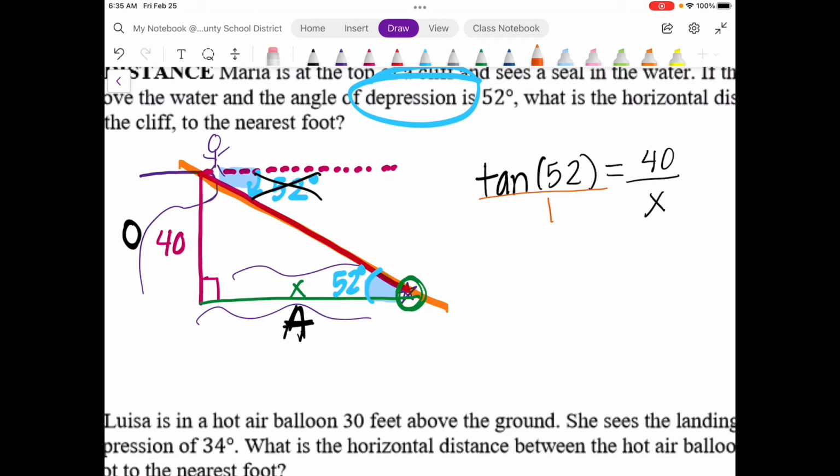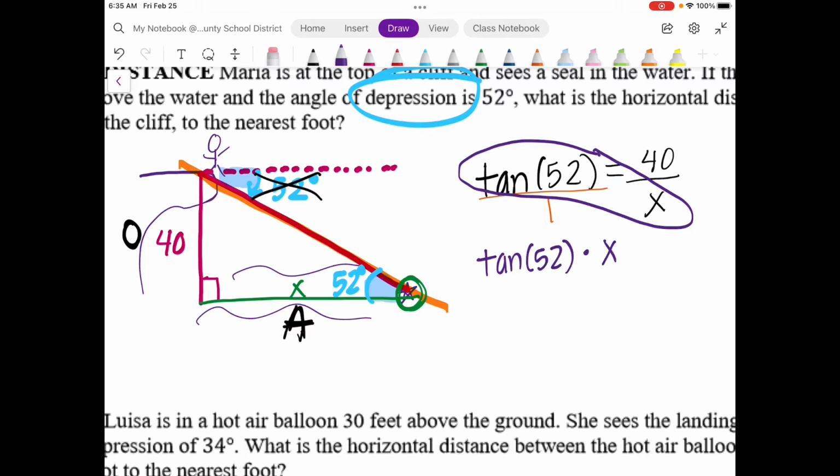Remember, you can always put any expression or whole number over 1, and this will help in our cross multiplication. So if I cross multiply, it doesn't matter which way you start, tangent of 52 times x, you can just leave as tangent 52 times x. And then doing the other side, 1 times 40 is 40. Your goal is to solve for x, and because these are being multiplied, you will be dividing both sides by tangent.